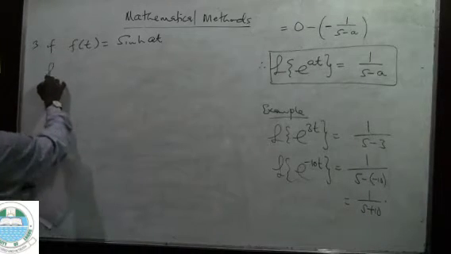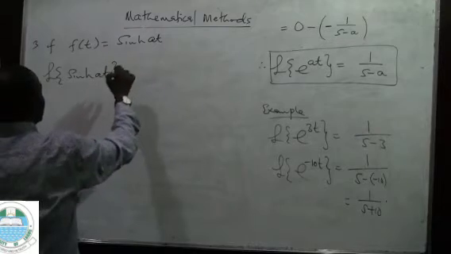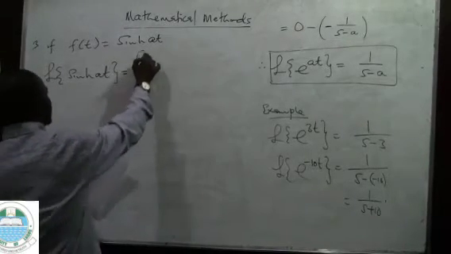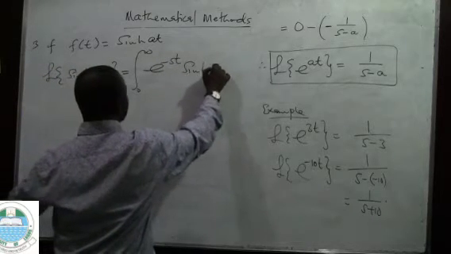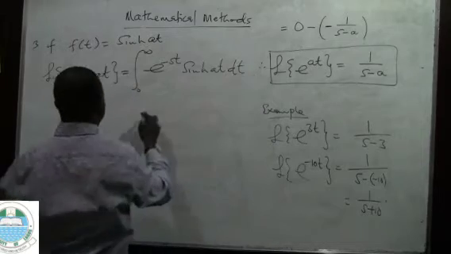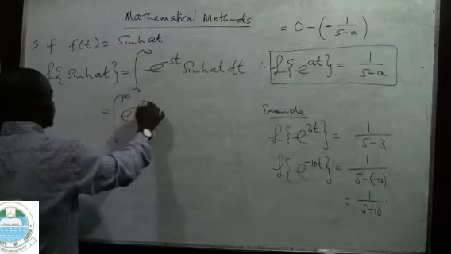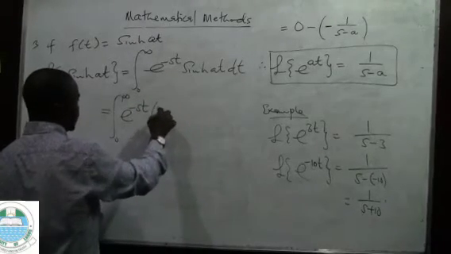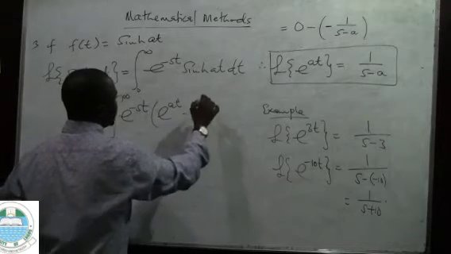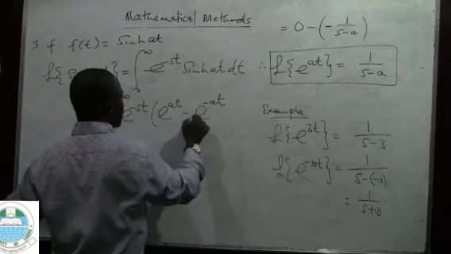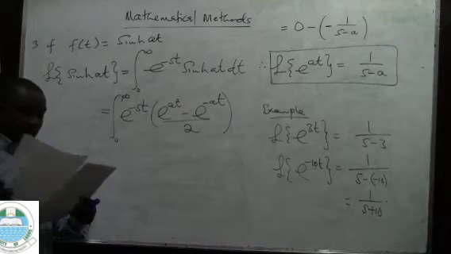The Laplace transform of sine at equals integral 0 to infinity exponential minus st then sine at dt. By definition, integral 0 to infinity e raised to power minus st. The definition of sine, it is exponential at minus exponential minus at divided by 2. That is the definition of sine at.